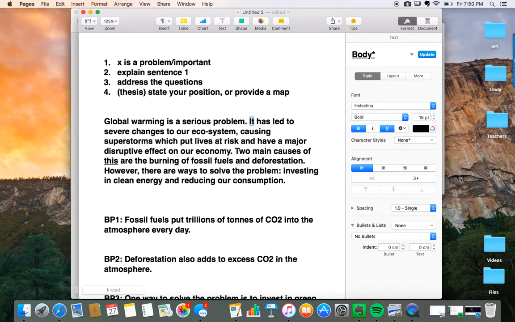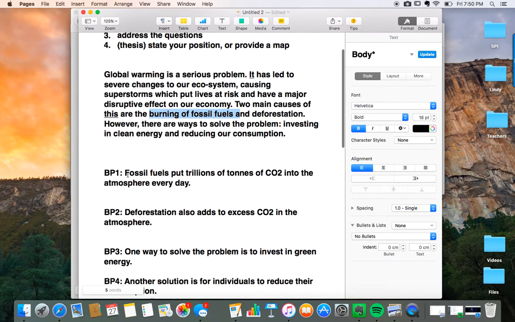Now, just remember one last thing with your introduction. You just said fossil fuels and deforestation. All right, so 1, burning fossil fuels. So when you're writing your body paragraph, obviously the first thing you talk about is burning fossil fuels. For your next paragraph, deforestation. So 1, 2, 1, 2. Now you could put that into one paragraph, that's up to you. But keep it nice and simple.